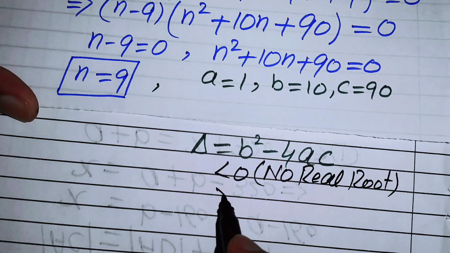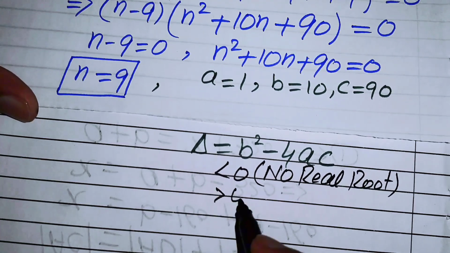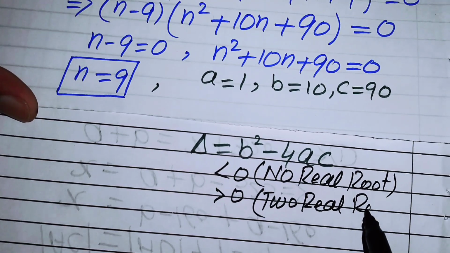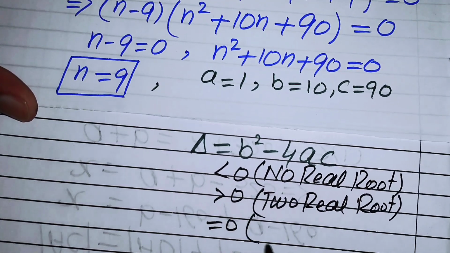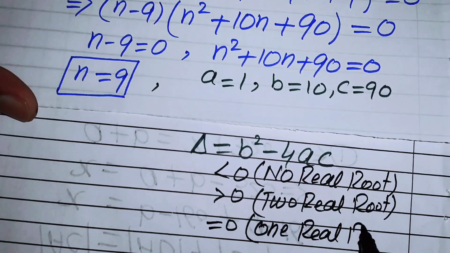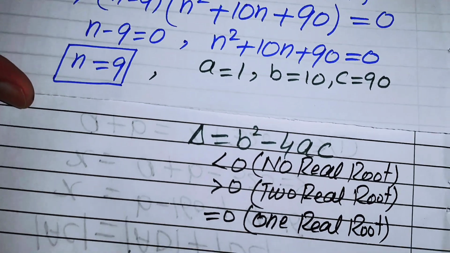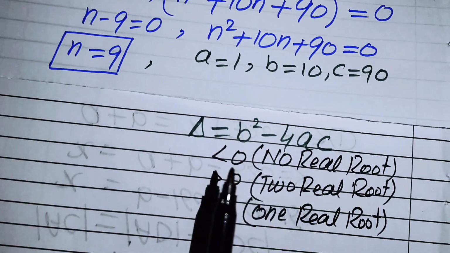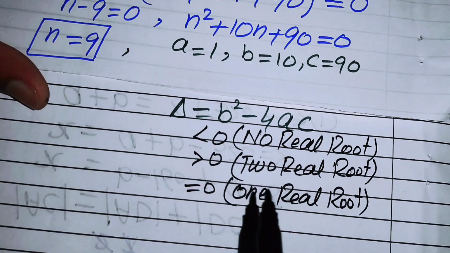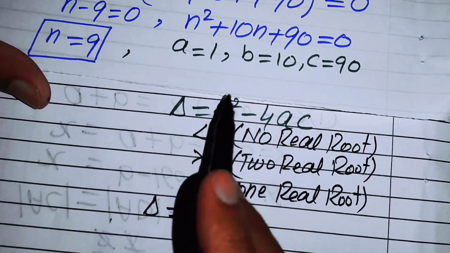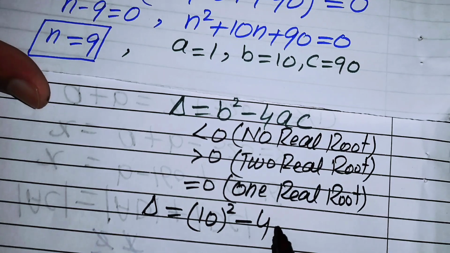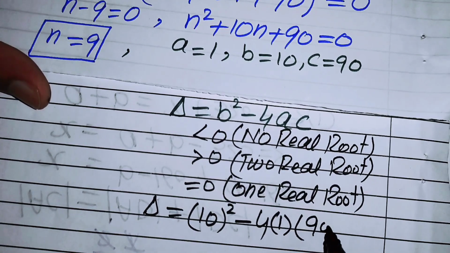And if the value of this delta is greater than 0, then we can say that this quadratic equation has two real roots. And similarly, if our delta is equal to 0, then we can say that this quadratic equation has one real root. Now we will check the behavior of this delta by putting the values of a, b and c in this formula, and you will get delta is equal to b squared, and the value of b is 10, so it is 10 squared minus 4 times ac, and the value of a is 1 and the value of c is 90.